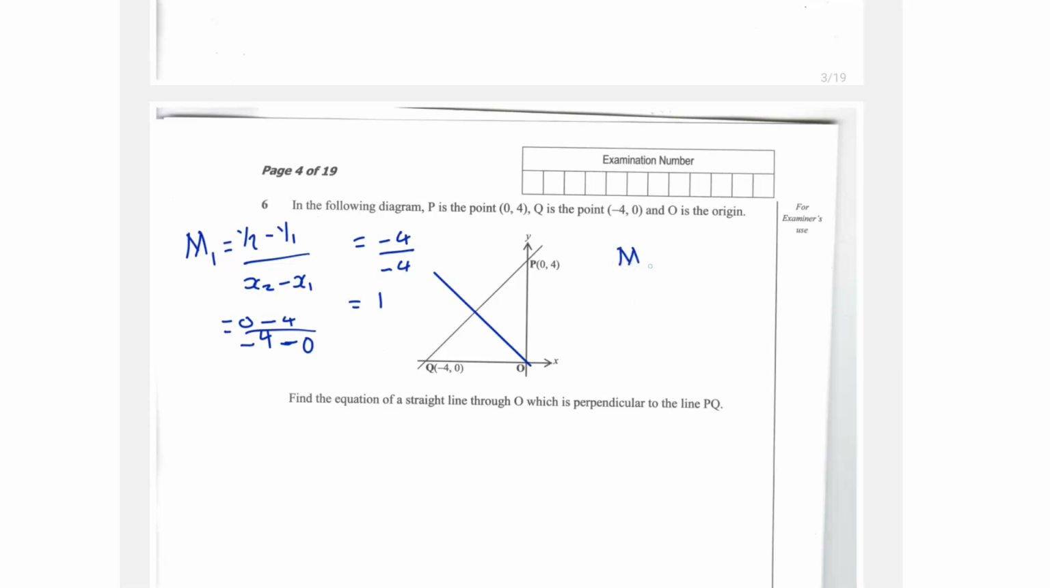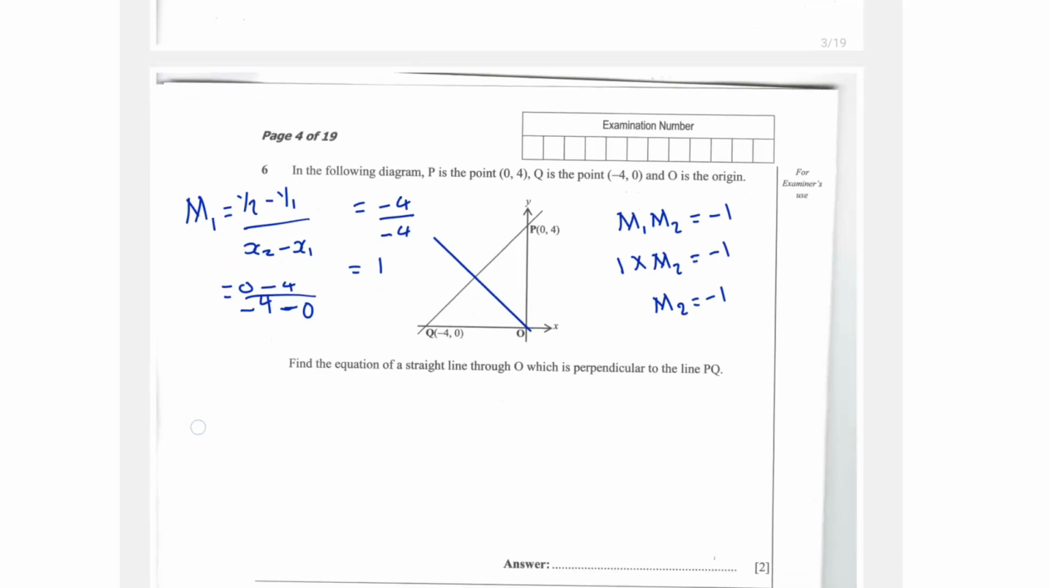So we apply the formula M1 multiplied by M2 is equal to negative 1. And we know that M1 is 1. So you have 1 multiplied with M2 should be equal to negative 1. Therefore, M2 in this case will be negative 1. We have found the gradient of the line that we are looking for.